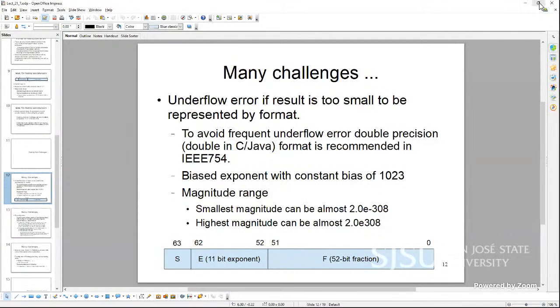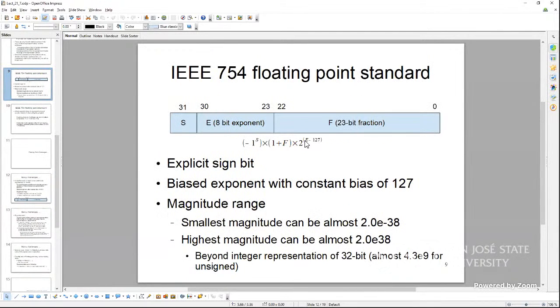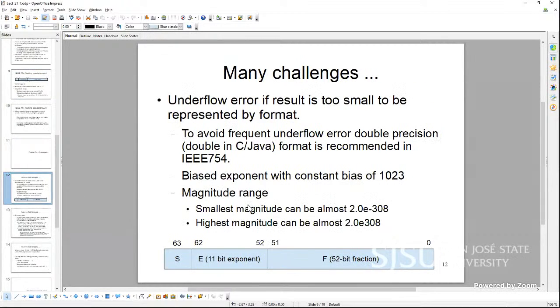I guess, what is the bias then? Oh, bias is this one, right? Your exponent value minus this 127 as in the 32-bit format. It is a constant bias of 127. Now in the IEEE 754 64-bit double precision format, your bias, instead of 127, is 1023.